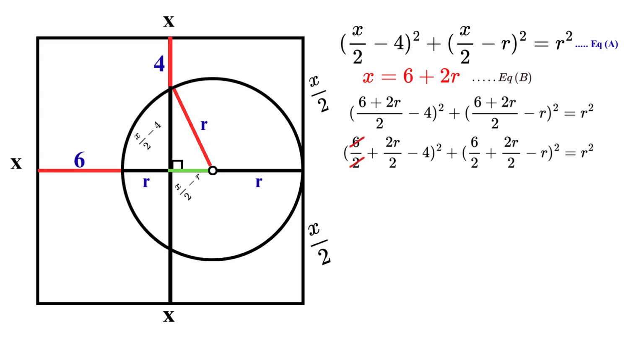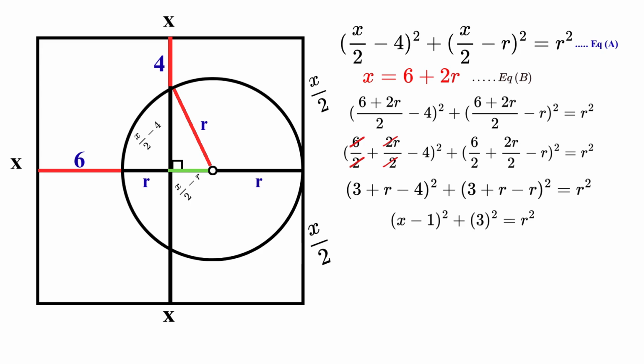6 over 2 equals 3, and 2r over 2 equals r. So we get (3 plus r minus 4) whole squared plus (3 plus r minus r) whole squared equals r squared. In the first bracket, 3 minus 4 gives us negative 1. So, the first bracket becomes (r minus 1) whole squared. In the second bracket, r minus r cancels out completely. We are simply left with 3 squared. So our equation is now (r minus 1) all squared plus 3 squared equals r squared.